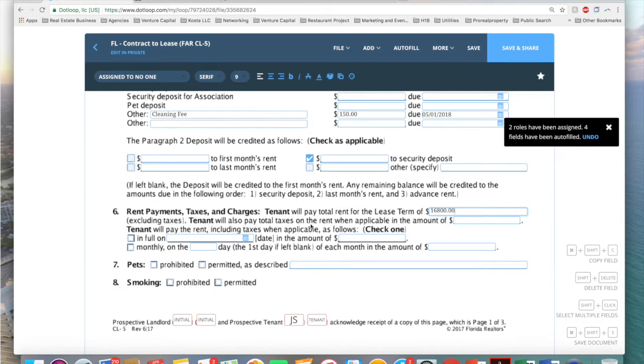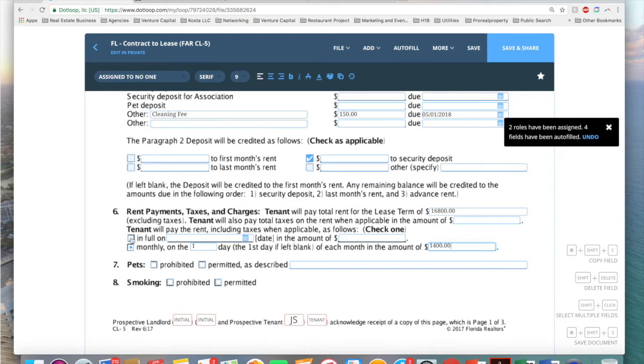Tenant will also pay total taxes on the rent when applicable in the amount of. This has to be verified with the listing agent if they want the tenant to pay taxes, additional taxes, or they're paying the taxes by themselves. This is something you will ask the listing agent. Tenant will pay the rent, including taxes, when applicable, as follows. So in our case, John requested payments to be made monthly on the first day of the month, if left blank, in the amount of $1,400, which is monthly payment.